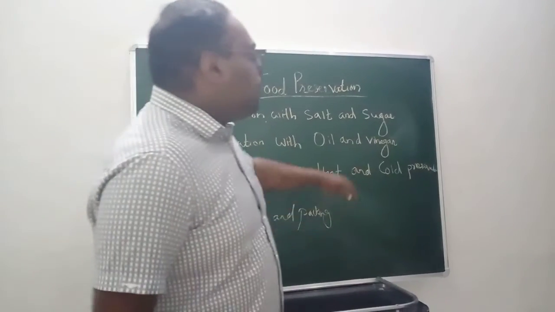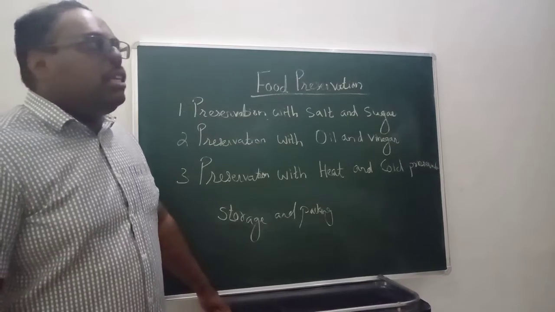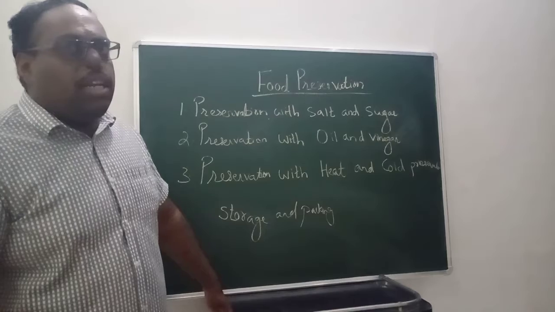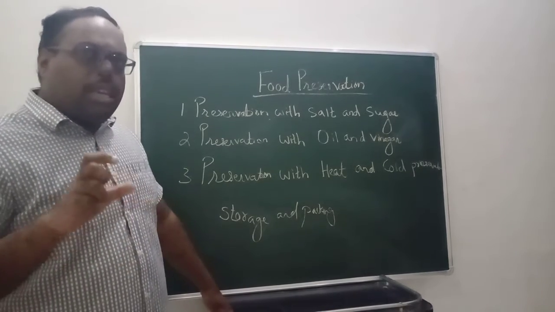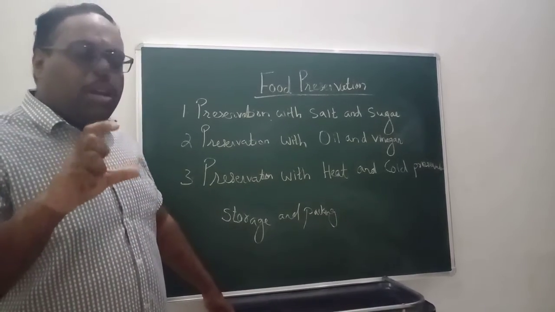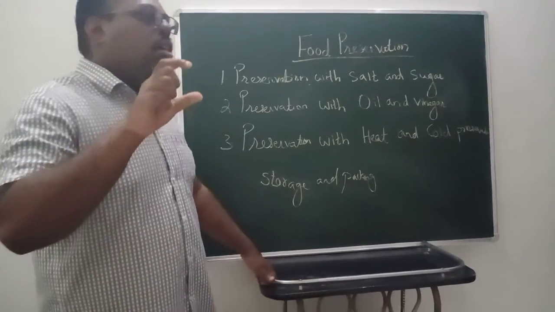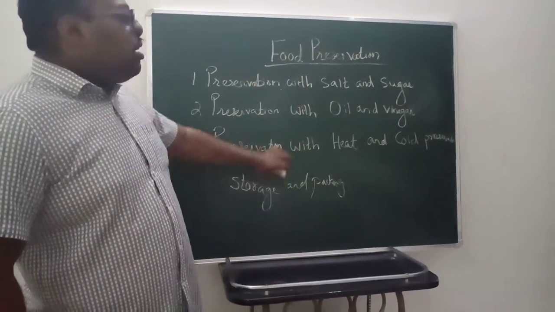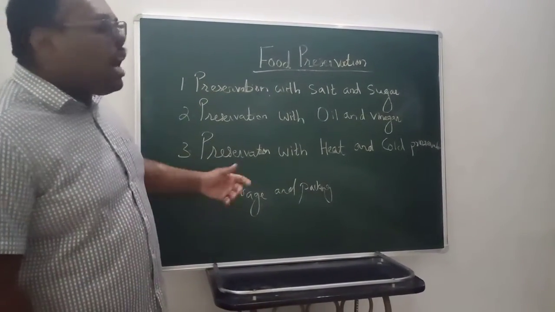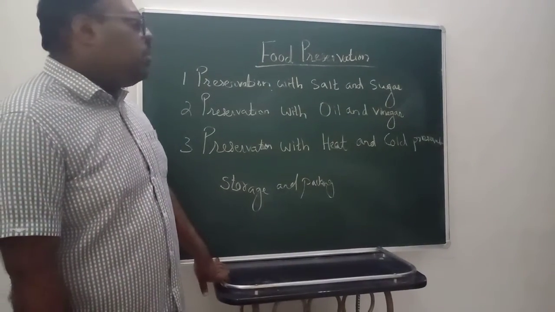The next one is sugar. Nowadays in our market we have many products like jams and squashes. Even though they have some chemical content, the sugar can protect that liquid or syrup for a little duration of time, apart from the chemicals that are added. So this is one of the most common traditional methods. Apart from salt and sugar, honey is also used as a preservative.